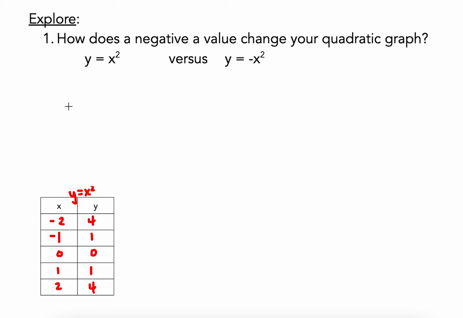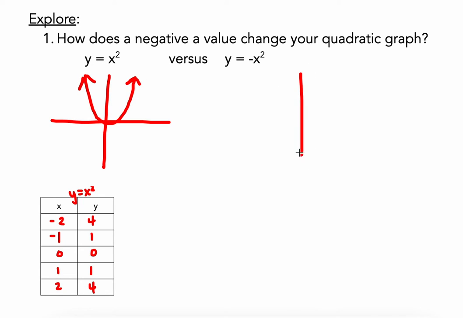Back in my notebook, I'm going to go ahead and draw a sketch of each of these graphs. My original y equals x squared is going to open upwards, and then in comparison, my y equals negative x squared, everything else is the same except it's opening downwards.